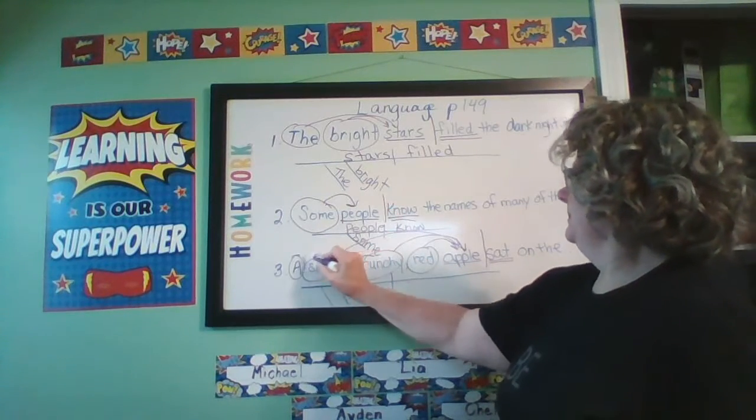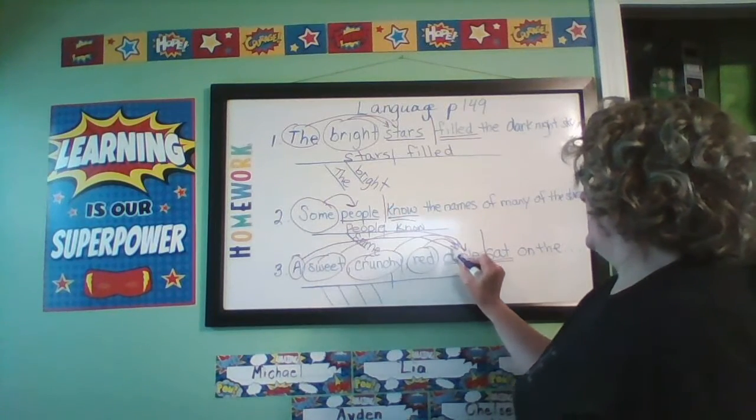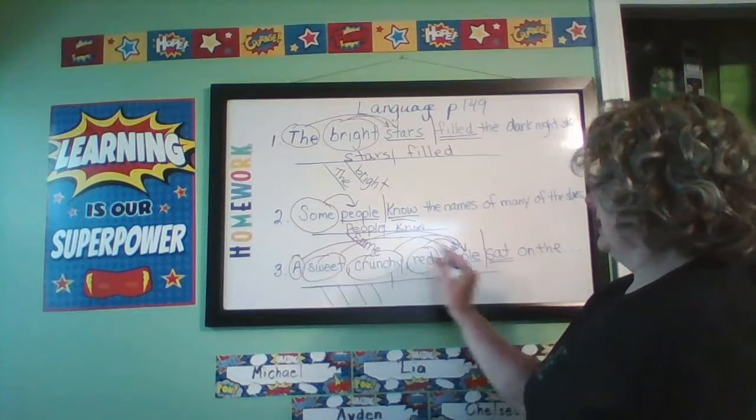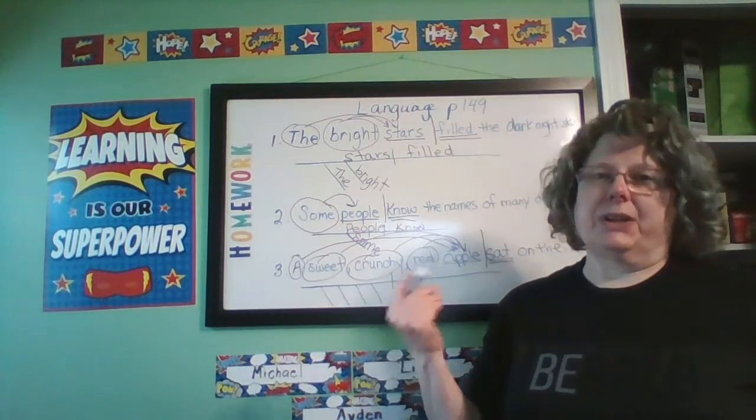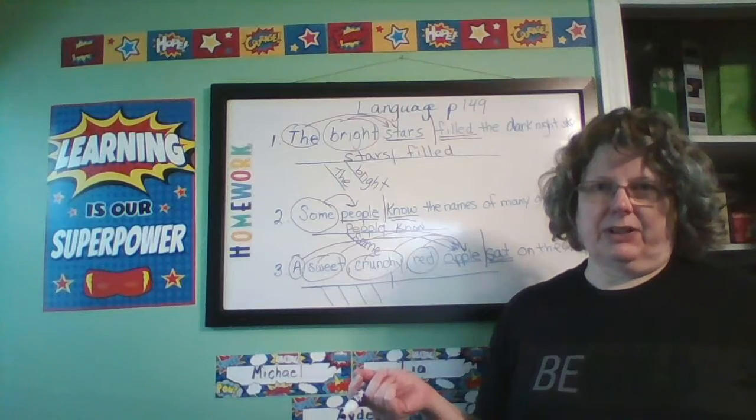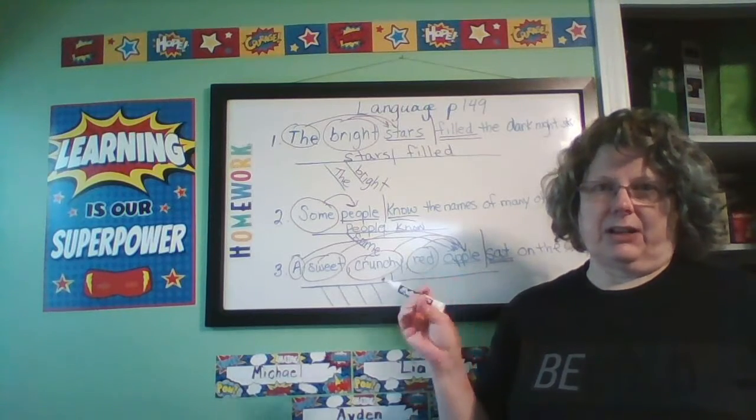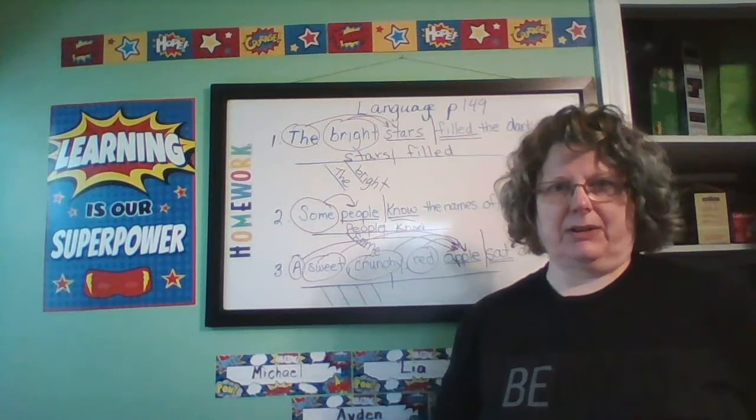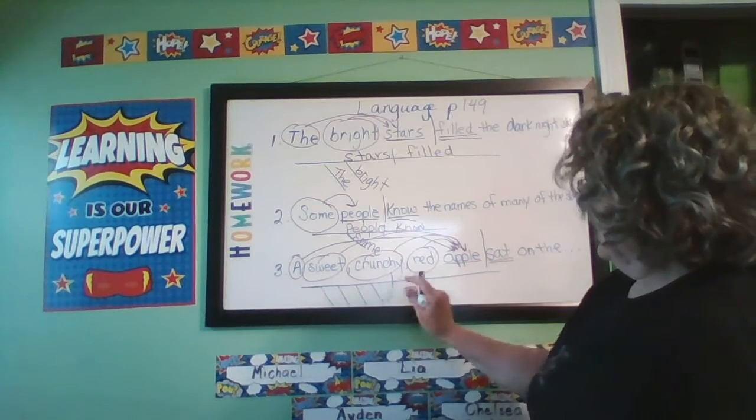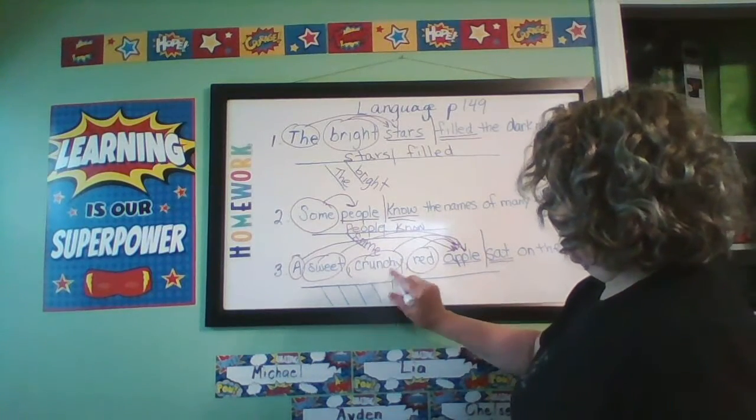I can draw my arrows so that I know which noun the adjectives go with. Why would I want to do that? Well, because sometimes you're going to have more than one noun, so I want to make sure that I connect the adjectives to the noun that it's talking about. All right, so, oh, I'm running out of room here.